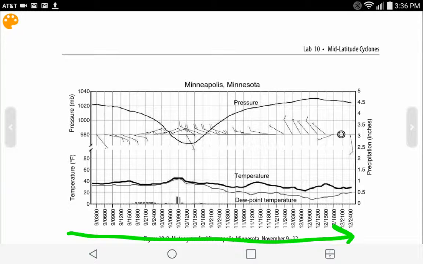I want to first draw your attention to the fact that this x-axis is kind of weird. See these numbers down here, like 9/0300? That's supposed to be the 9th of November at 3 o'clock in the morning. This one is on the 10th of November at 3 o'clock in the morning, and this is on the 12th of November at midnight, and so on. There's about 4 days of data along that x-axis.